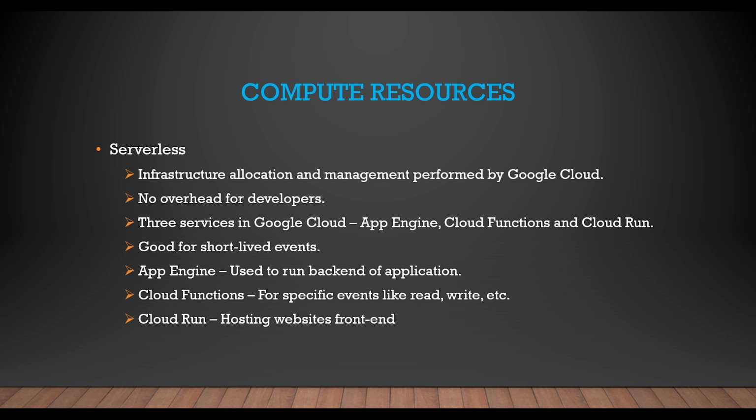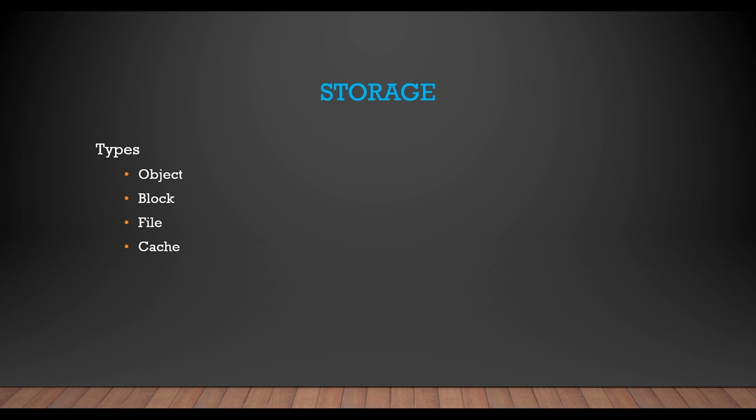If you want to run a website, including its backend, you can use App Engine. If you want to handle specific events like reading or writing, use Cloud Functions. If you want to host a static website, you can use Cloud Run. One of the main advantages of Cloud Functions is that it is the best fit for short events. You can alternatively use Cloud Run, but Cloud Functions and Cloud Run are both services that provide the best fit for short-lived events.